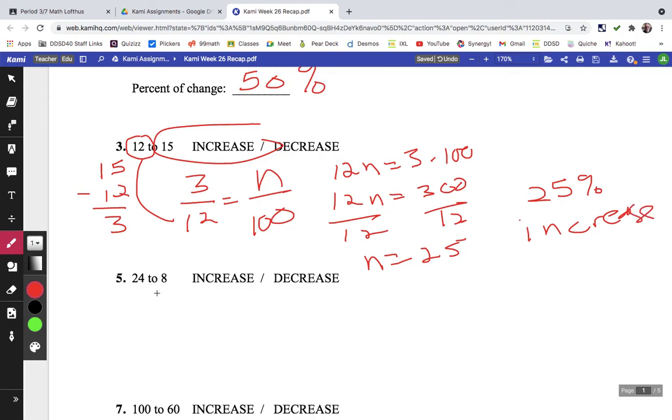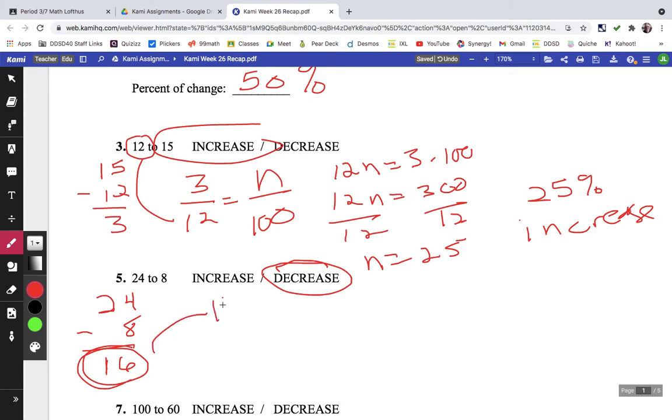And then from 24 to 28, the difference is 16. It doesn't really matter when we set up our proportion whether we're using positive or negative. We just have to find the difference. It's called the absolute value, the distance between, which is 16. And then we can recognize that this is a decrease. So this is 16 becomes our focus.